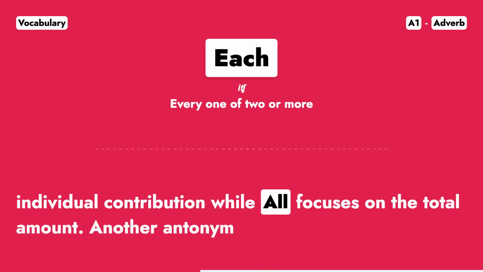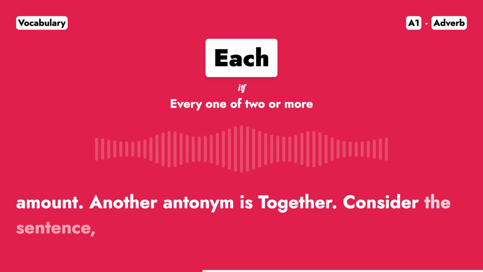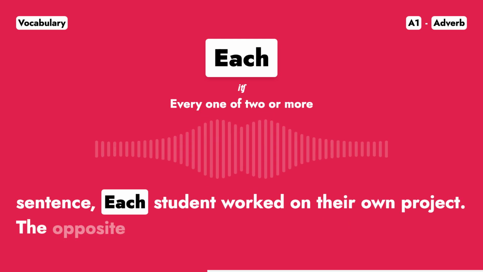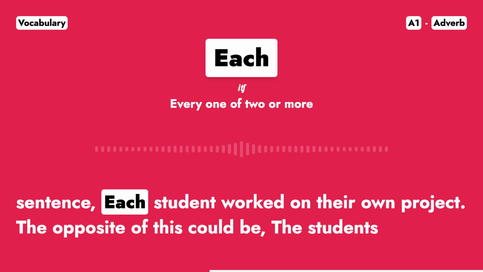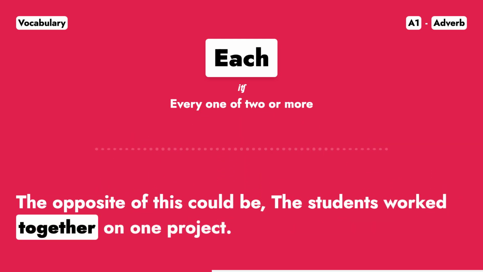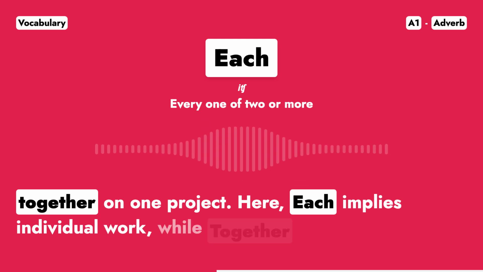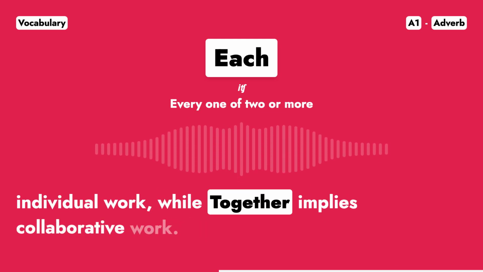Another antonym is together. Consider the sentence, each student worked on their own project. The opposite of this could be, the students worked together on one project. Here, each implies individual work, while together implies collaborative work.